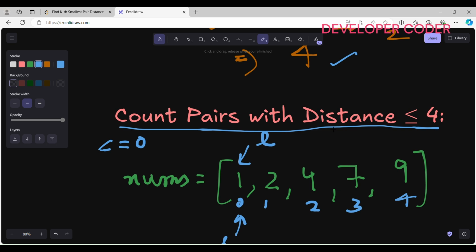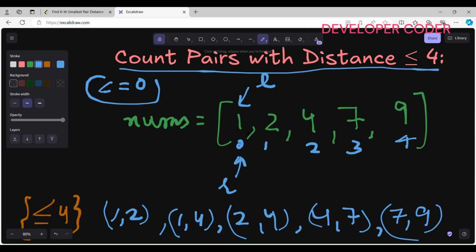We have to count the pairs with distance less than or equal to 4. Initially my count is equal to 0, and this is my nums array. I am taking two pointers. My left is at the 0th index, and my right is also going to point to the 0 index only. Then I am going to iterate my right index one by one. Inside this count pairs with distance method, I am just going to count the pairs in which my distance is less than or equal to 4. I will get all these results.